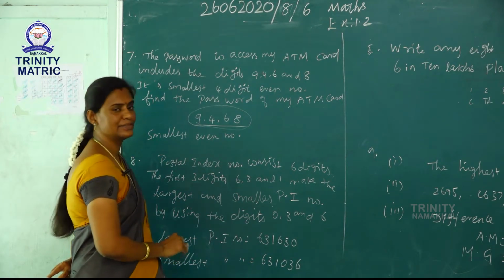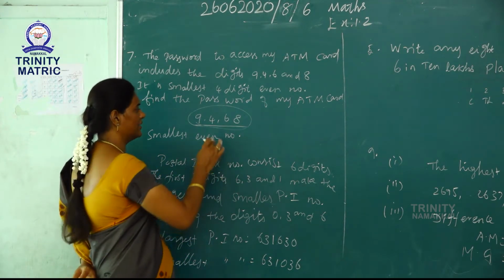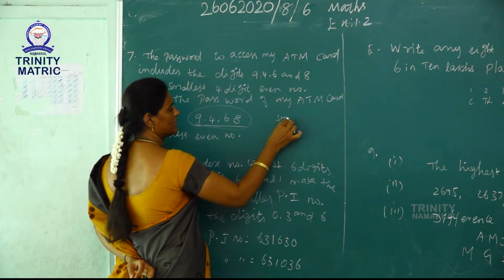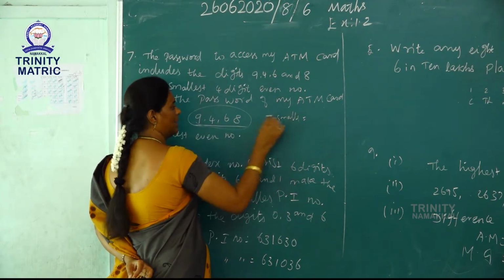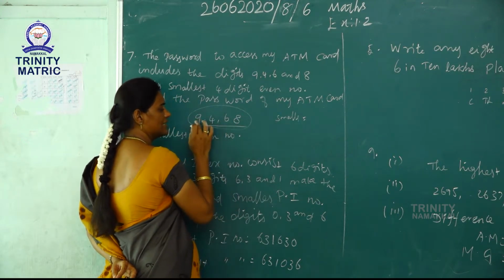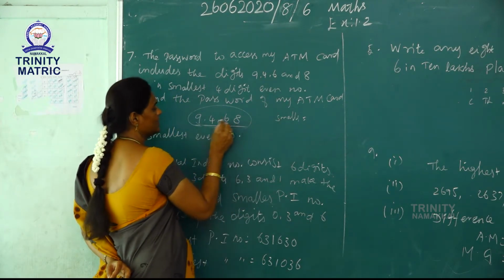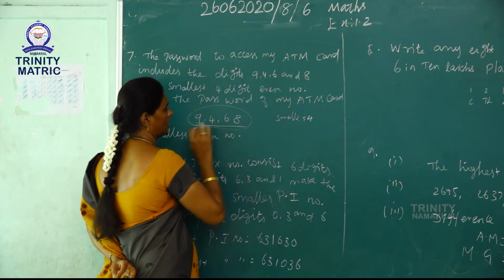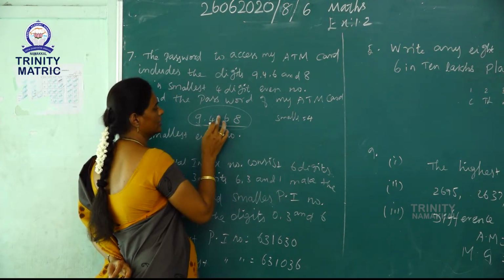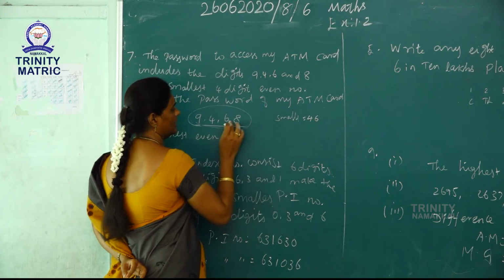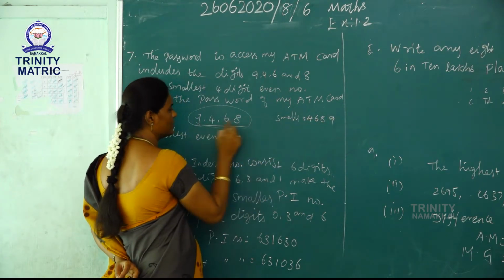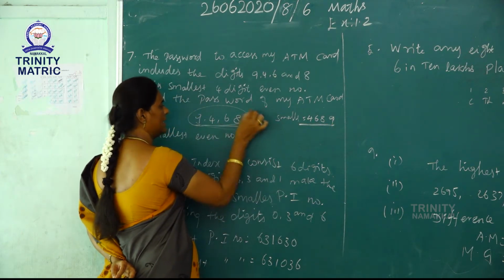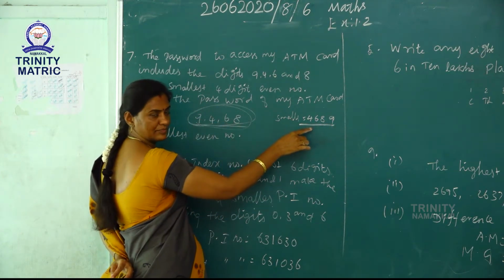How to find the smallest number first? From this number first we find the smallest number. How to write the smallest number? First we write the small digit. Which is the small digit? 4. Then after 4, 6. Then after 6, 8. Then after 8, 9. This is the smallest number formed by these digits.